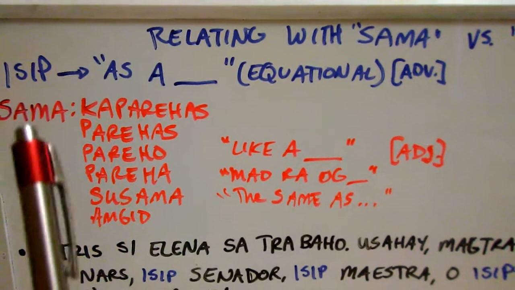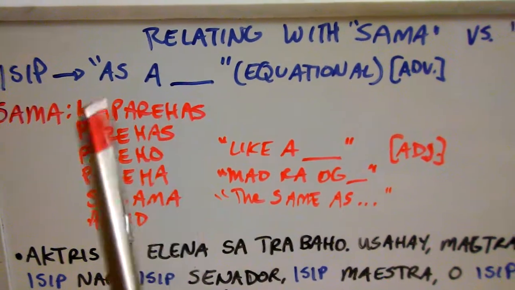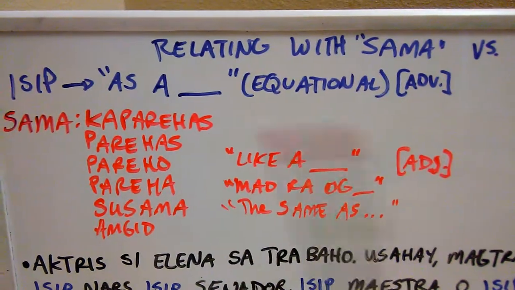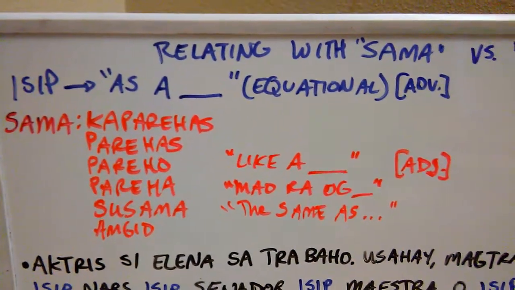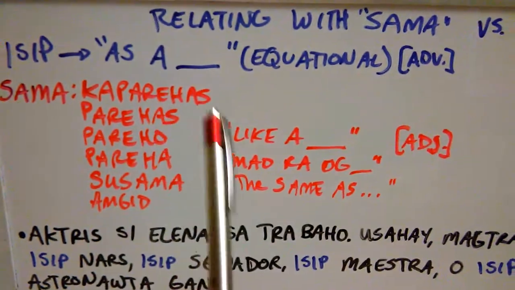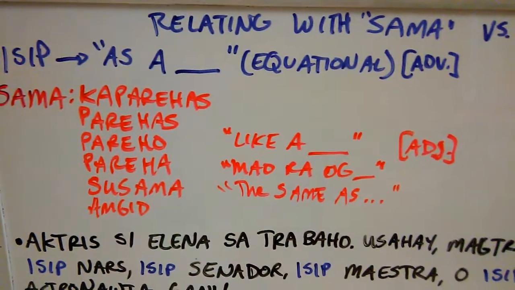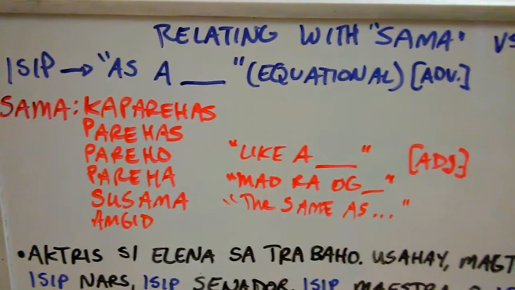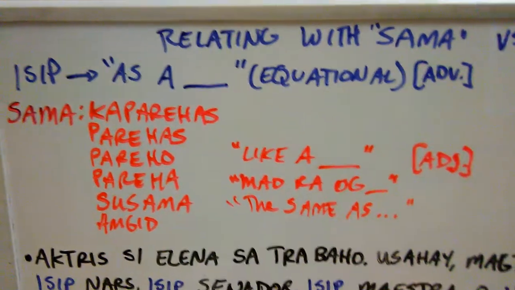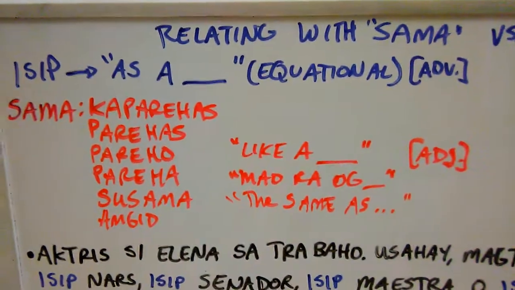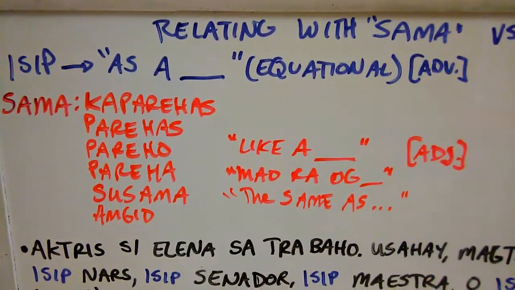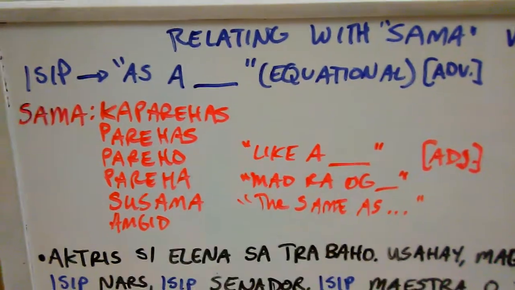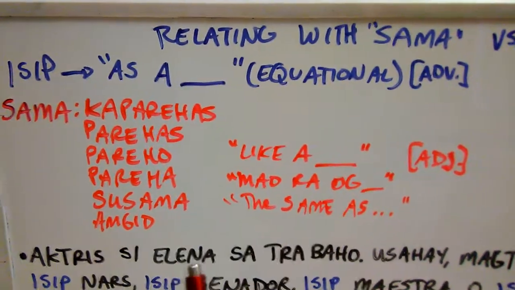So let's think of isip as something like "as a blank," right? As a blank, you can think of it that way. It's more equational rather than descriptional, okay? Whereas sama is the opposite. It's more descriptional, like an adjective versus equational. And the sentences I will have will differentiate them. I talked briefly about this in a video way back when, right? But this one will definitely take a look at it, okay?